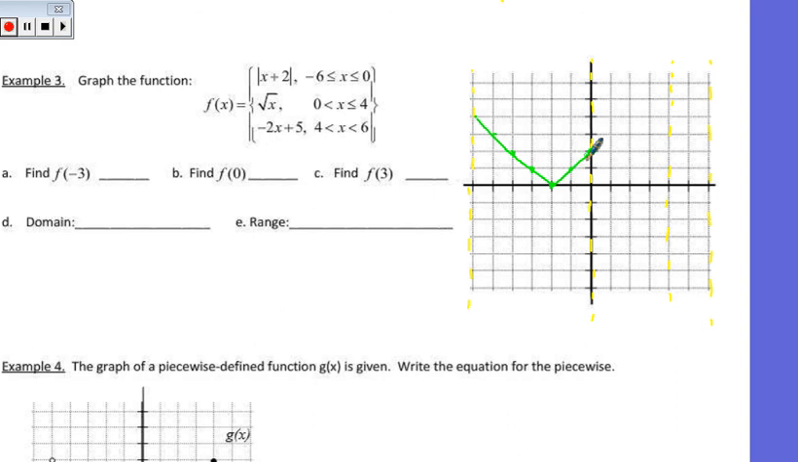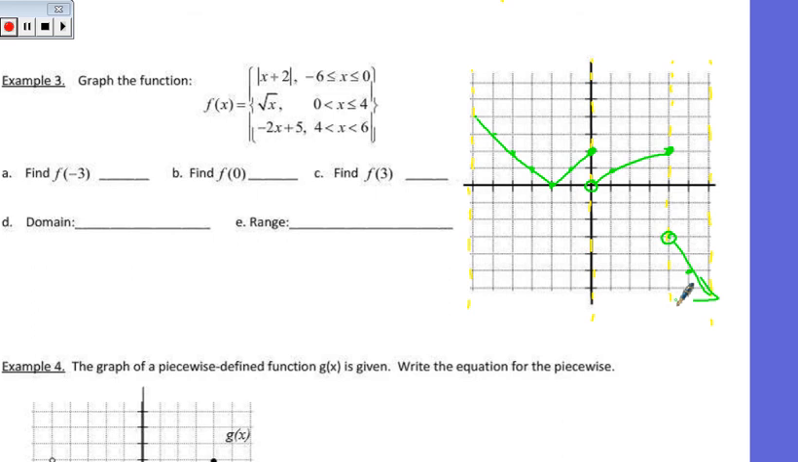Then between 0 and 4, we're looking at the square root of x. It's an open circle here, at 1, and then at 4 we would be at 2. This is a nice closed circle over there, looking something like that. And then between 4 and 6, we're at -2x plus 5. Now remember, we do need to start at 5 on the y-intercept. So going down 2 over 1, down 2 over 1, and so on. This is where I'm going to pick up. It is an open circle, and then down 2 over 1, and we would continue in that direction.